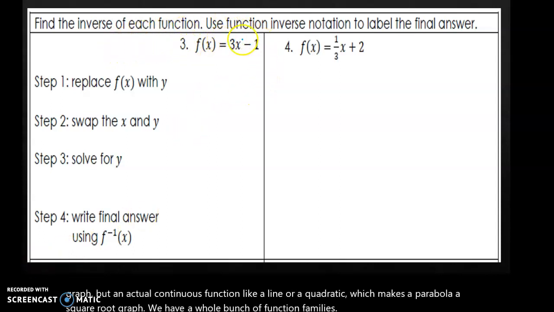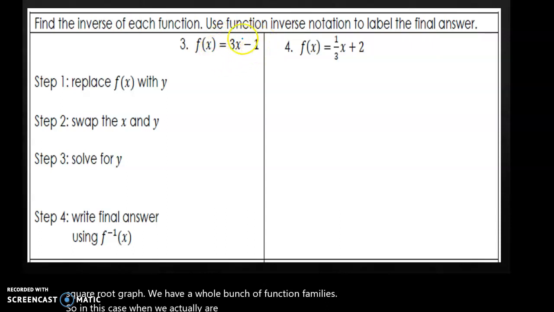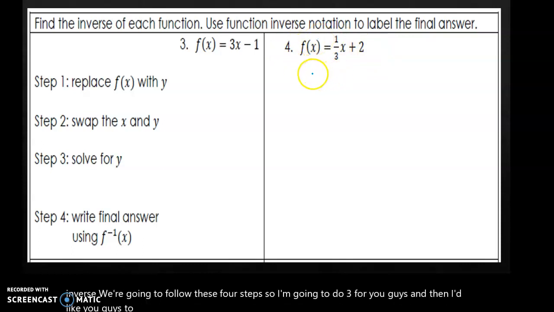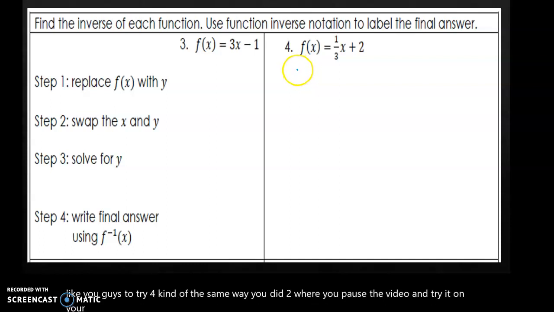So in this case, when we actually are given a continuous function, like this is a line, to find the inverse, we're going to follow these 4 steps. So I'm going to do number 3 for you guys, and then I'd like you guys to try number 4 kind of the same way you did number 2, where you pause the video and try it on your own, following the same steps, and then unpause.